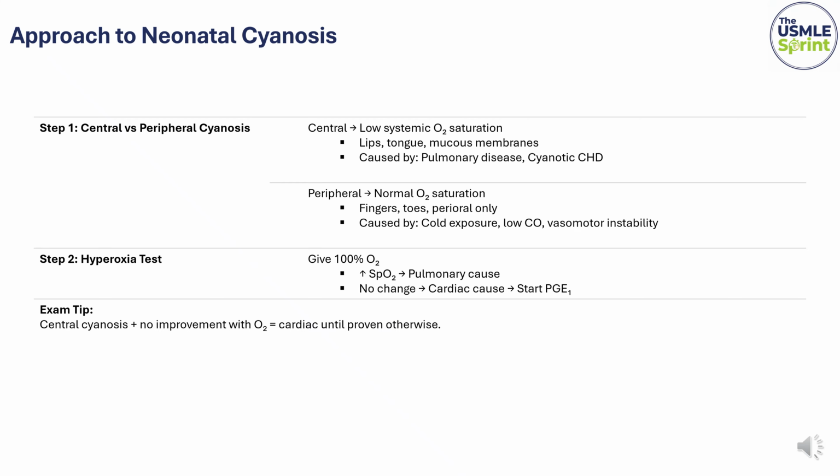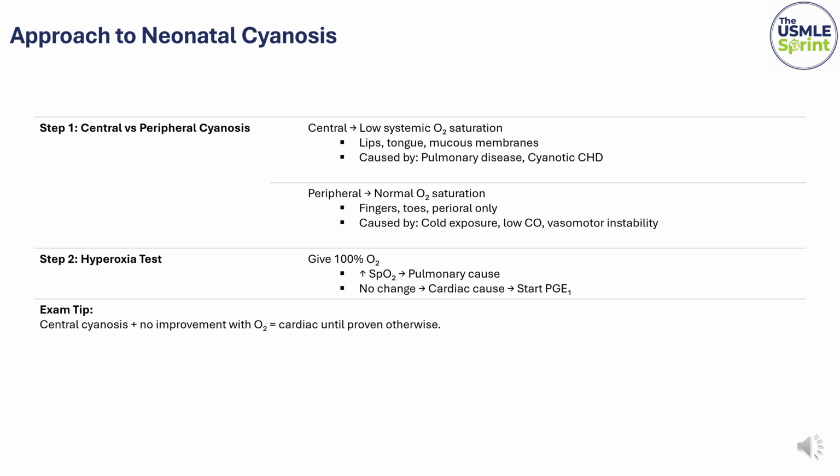Here's a quick tip for the exam. If a baby has cool extremities and normal oxygen saturation, it's peripheral cyanosis, which is benign. If the baby has warm extremities, blue lips or tongue, and low oxygen saturation, that's central cyanosis, and that's concerning.